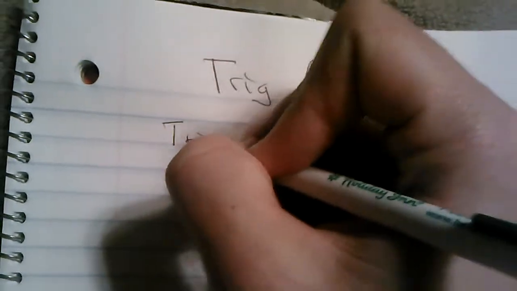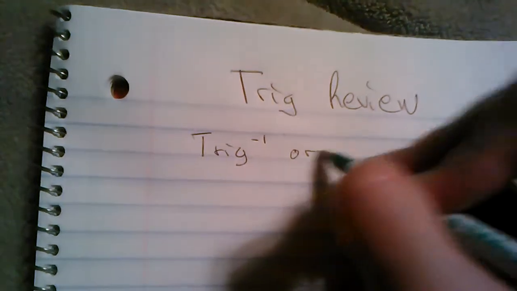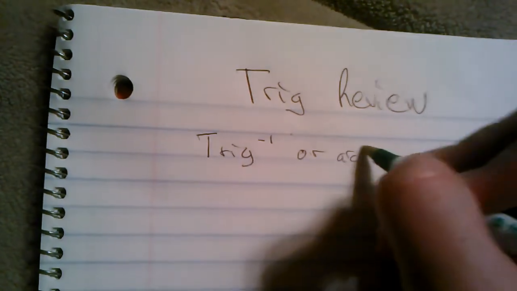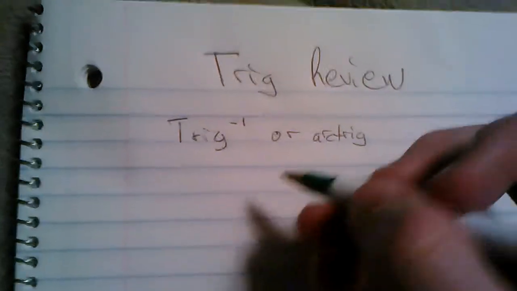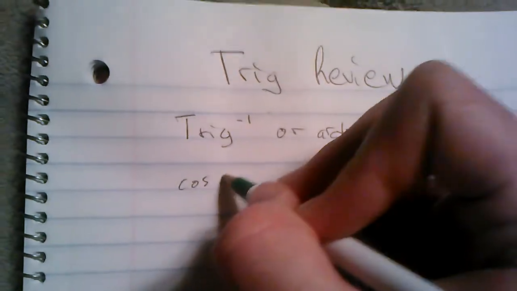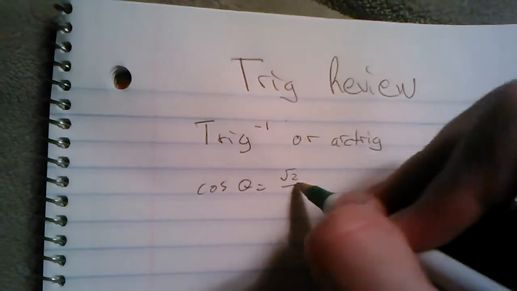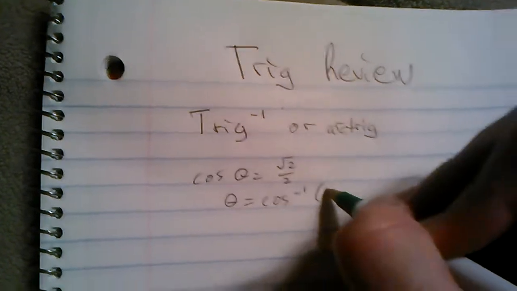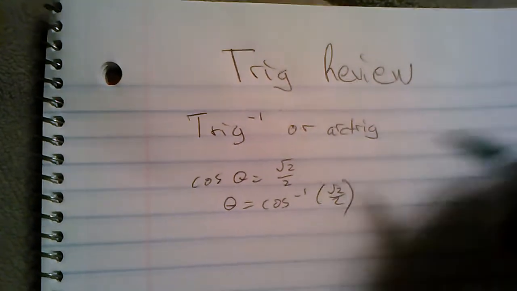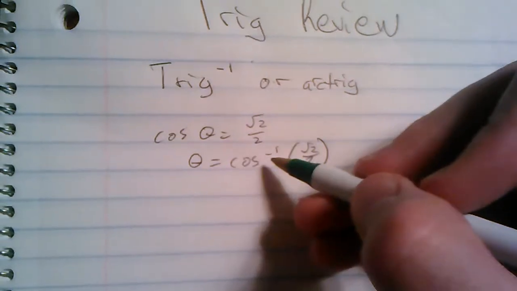So if you have some trig function, just trig something, arc trig is the same as trig to the negative 1. Those are identical. What does that mean? Well, let's say cosine of theta equals root 2 over 2, I guess. We could say theta equals cosine to the negative 1 of root 2 over 2. So it means at what angle is this happening?